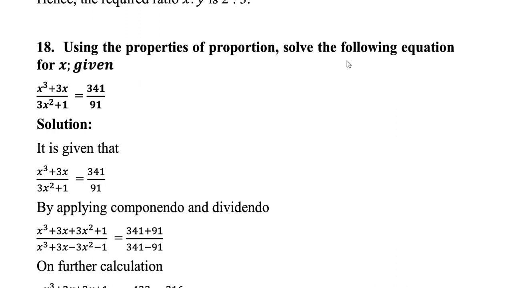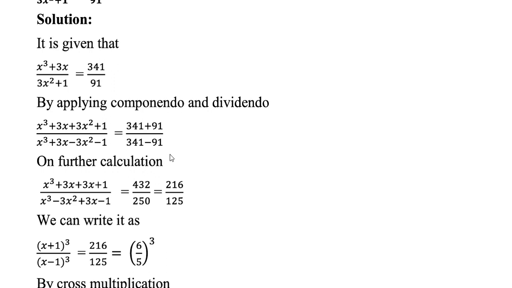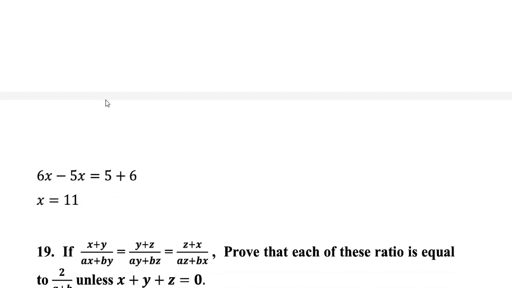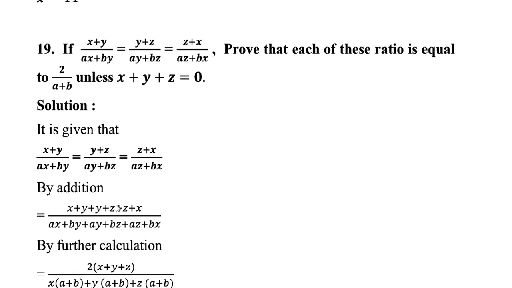Using the properties of proportion, solve the following equation for x: x cube plus 3x divided by 3x square plus 1 is equal to 341 divided by 91. So first I will write it. Again apply componendo and dividendo. Again further calculation. After that, we can write that x plus 1 cube divided by x minus 1 cube is equal to 216 by 125 is equal to 6 by 5 to the power 3. After that cross multiplication, you will get x is equal to 11. Come to the next problem.